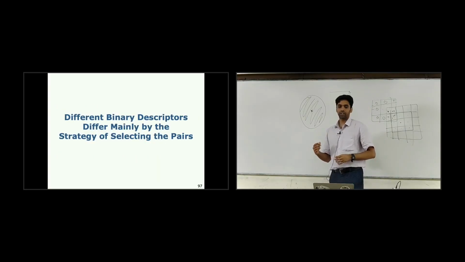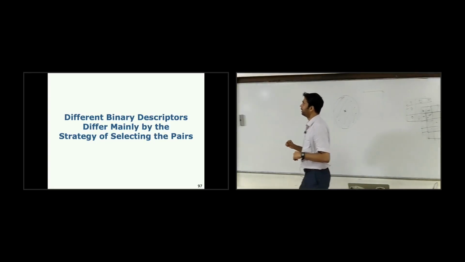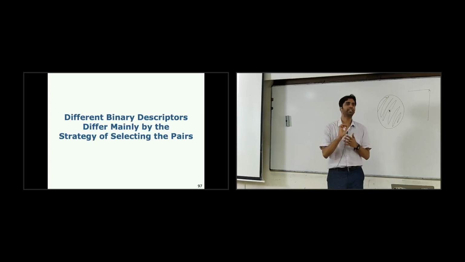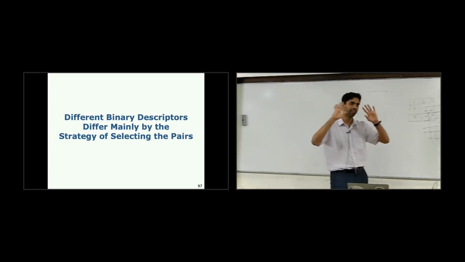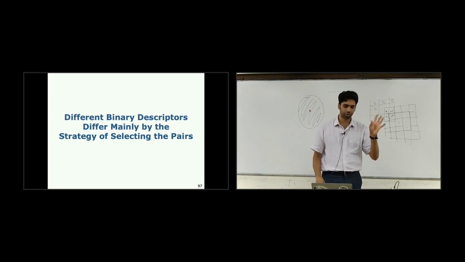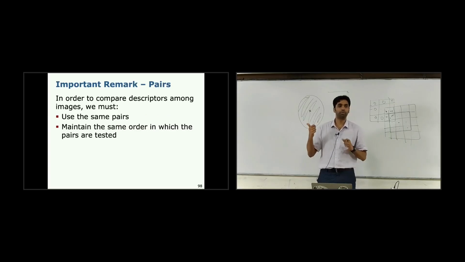So based on this general idea of binary descriptors, there are a few different strategies. The main thing that differs is how you choose those pairs. That's really the difference between all the binary descriptors that are out there. There are a few other tricks, but that's primarily the main difference. But one thing to remember is you must use the same pairs.